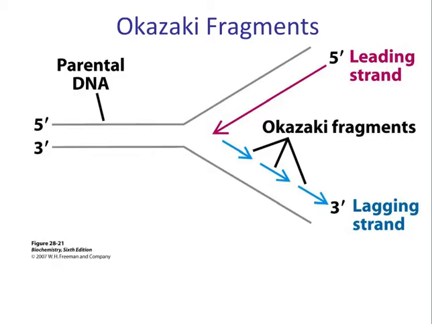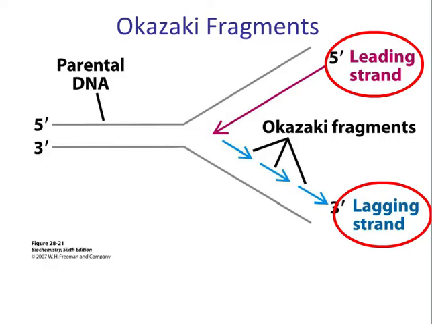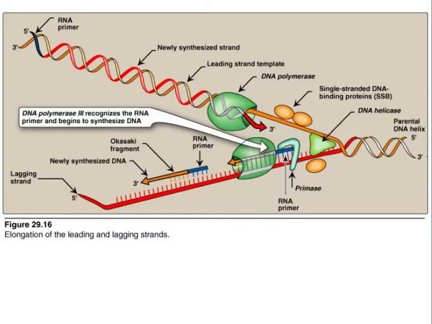DNA polymerases read the template strand in a 3' to 5' direction and synthesize new DNA in a 5' to 3' direction. This means that one strand can be synthesized continuously. This strand is called the leading strand. The other strand must be synthesized discontinuously as the template DNA is exposed. This results in the generation of RNA-DNA extension products called Okazaki fragments.